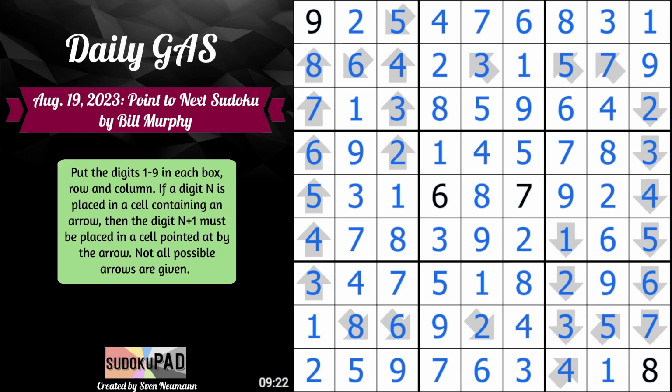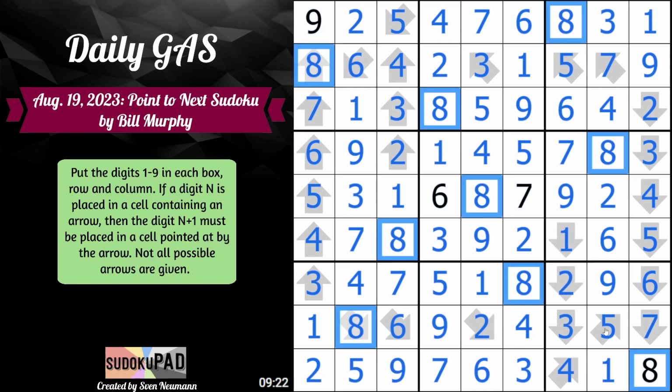922 for Point to Next Sudoku by Bill Murphy. I think the last arrow puzzle we looked at was, if I'm remembering correctly, the July monthly bonus puzzle. I don't remember which one it was. Maybe it was the last one, the 5th one. But instead of being it stares at n plus 1, if 5 was in an arrow, this digit wouldn't be able to be 5.